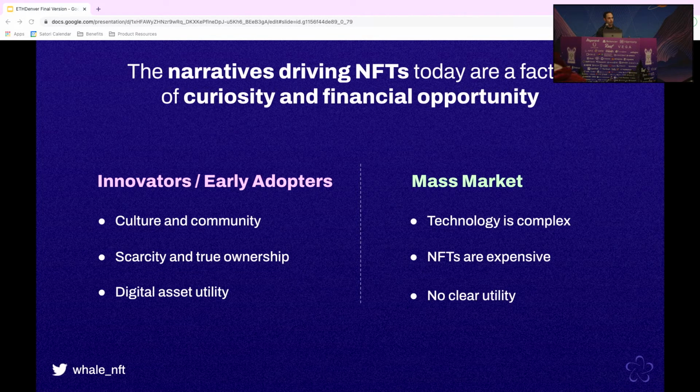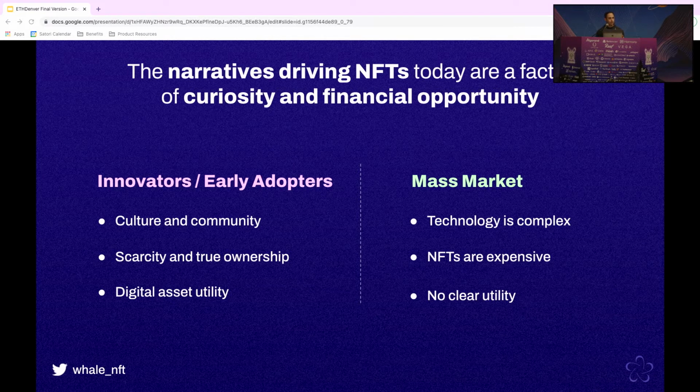On the other side of this narrative of early adopters and innovators is what the mass market is thinking about NFTs. People believe this technology is too complex and really not worth the time to explore and understand today. They associate NFTs as an expensive asset, and really they're not wrong. I think the last time I checked, the average NFT sale was about $500. That's just out of reach for most people.